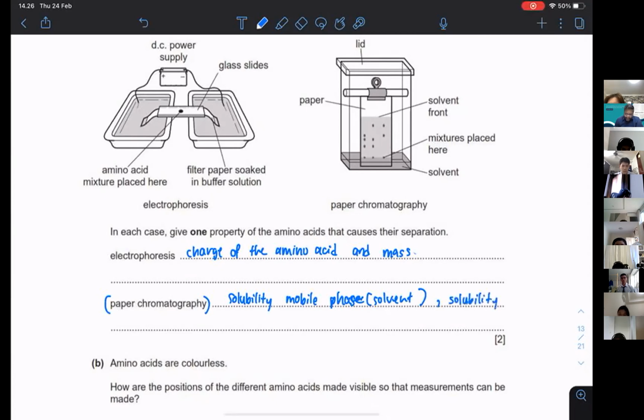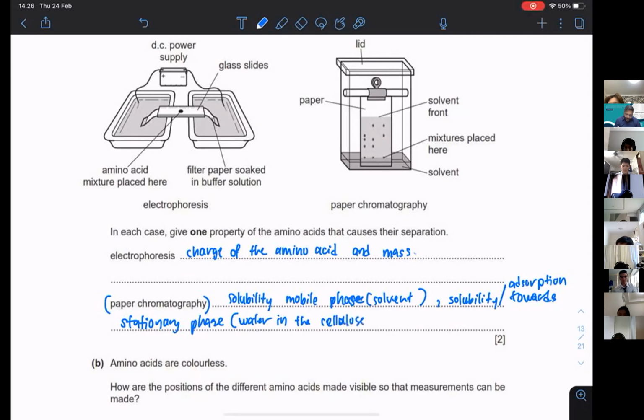The second is the attraction, or adsorption. I'll just use both, solubility and adsorption, towards the stationary phase. If you remember paper chromatography, the stationary phase is going to be the water in the cellulose fiber.